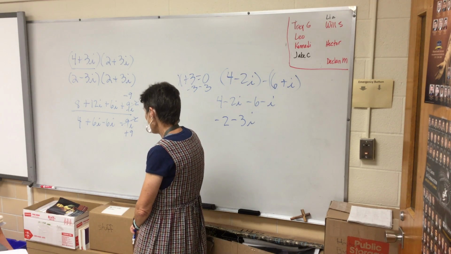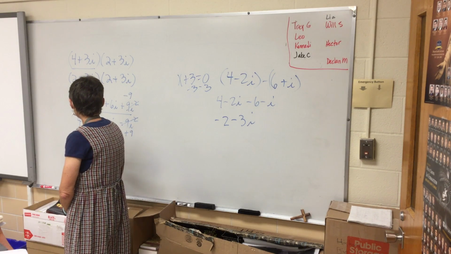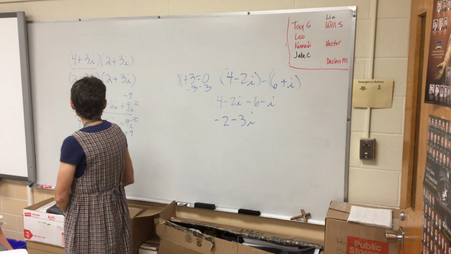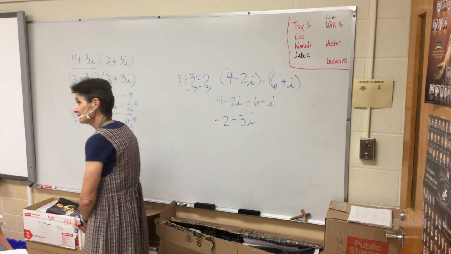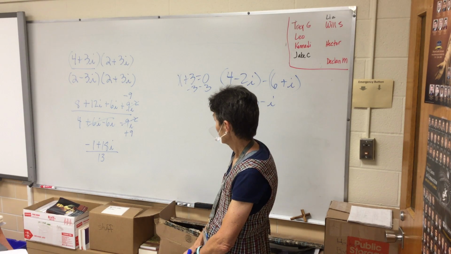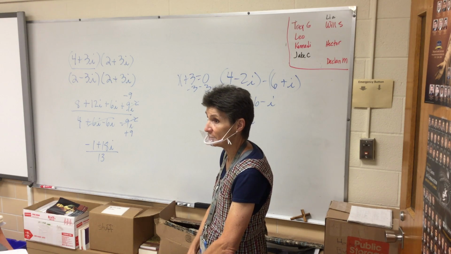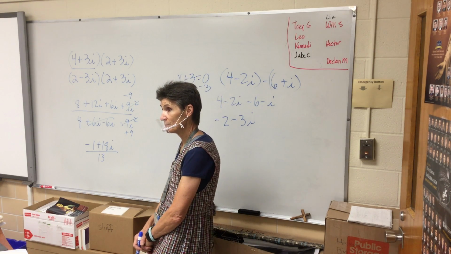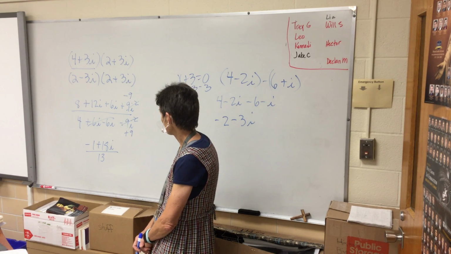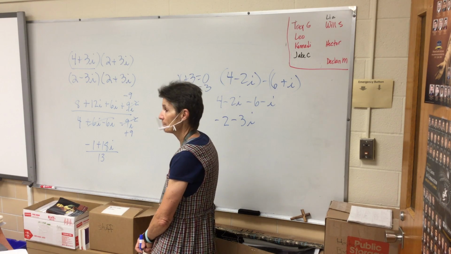So it looks like if I FOILed correctly, negative 1 plus 18i over 13. Is that what you got? Yeah. Did anybody get that? You did? Good. Did you already do this one? I'm just looking for confirmation for someone to say, yep, that's what I got. Okay.